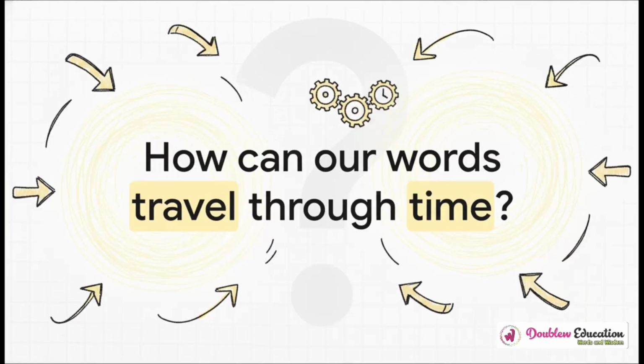So, how exactly can our words do something so amazing? Something like traveling through time? It's actually a lot simpler than you might think. The secret is something we use every single day, often without even realizing it. It's tenses. You can think of them as the engine in our very own language time machine.